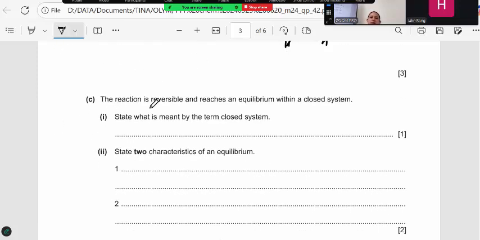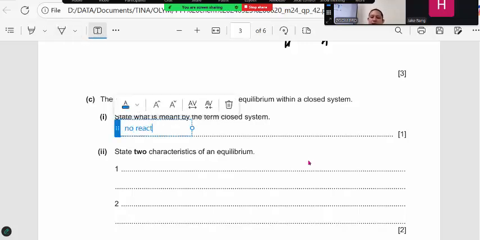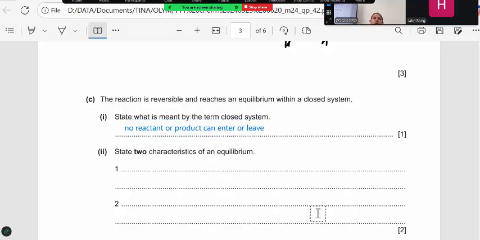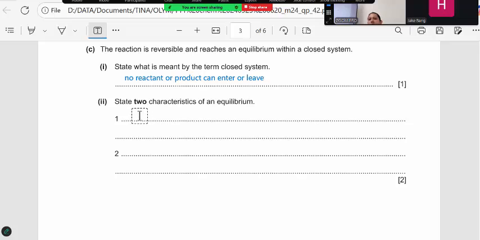This one is not a new chapter. This one is old, so you should know by now. What is meant by a closed system? When it's closed, no reactant or product can enter or leave. Last time students wrote nothing can go in, nothing can go out. No, you cannot say that. It's no reactant or product can enter or leave. Equilibrium says what? The rate of the forward and reverse reactions are equal and there is no more change in the concentration of reactants and products.